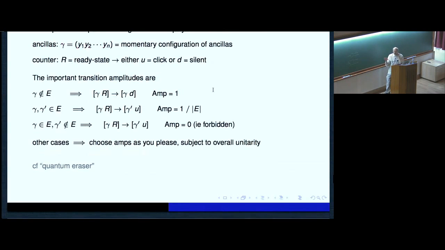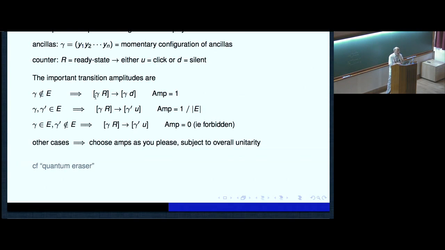Now there's sort of 8 different classes of transitions. The only ones that are important for the calculation are these that I'm giving you here. First of all, suppose that the gamma, which is the ancilla's record of what the photon did, does not belong to the event E, whose measure we're trying to compute or experimentally observe. If it's not one of the histories of interest, then the counter makes a transition to the down state. It doesn't click. That's this R going to D.